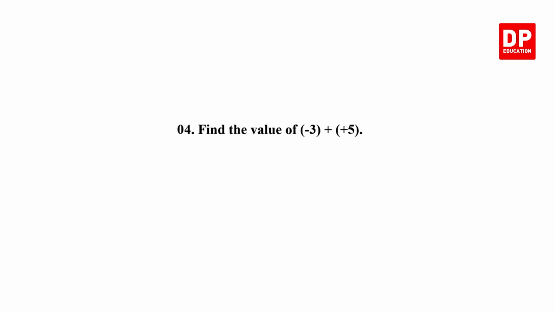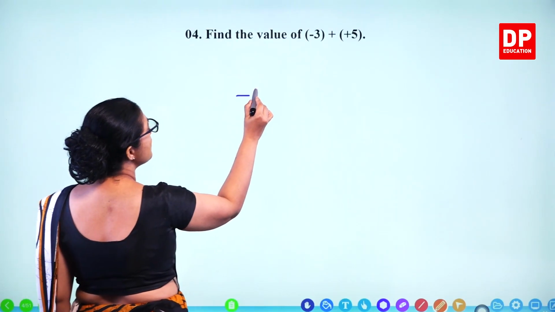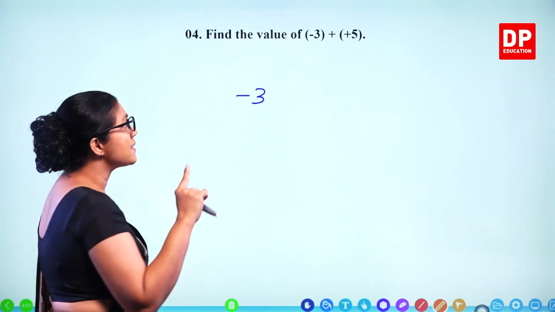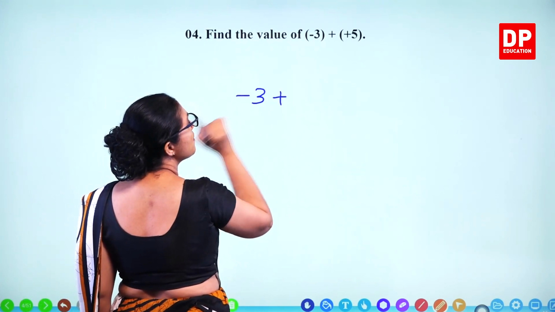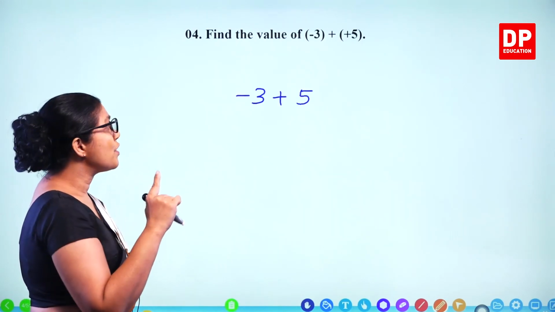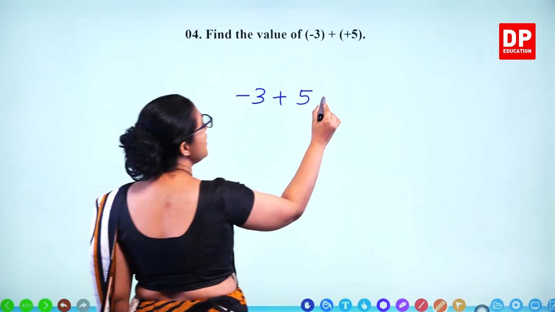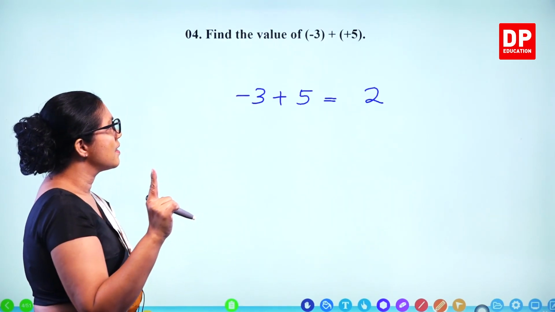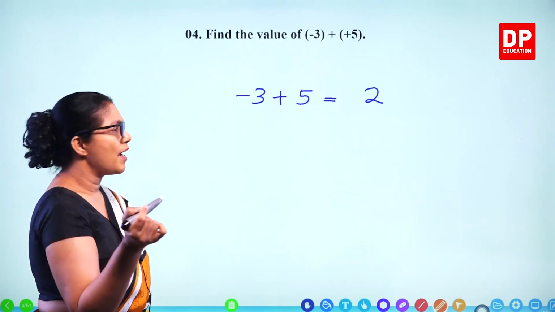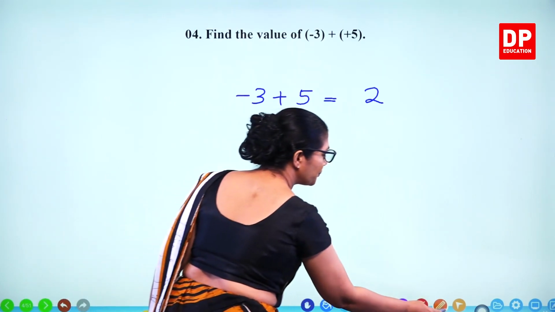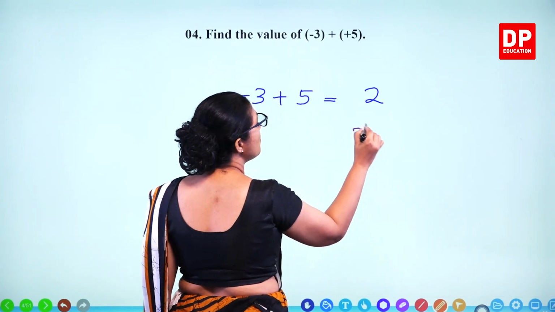Question number 4. Find the value of -3 plus, plus 5. Plus and plus, you get plus. Now we have to take -3 plus 5. 5 minus 3, you get plus 2. You don't need to write plus. For positive numbers, you can just write down the number. So 2. 2 marks for that.